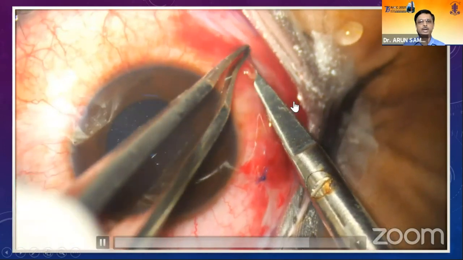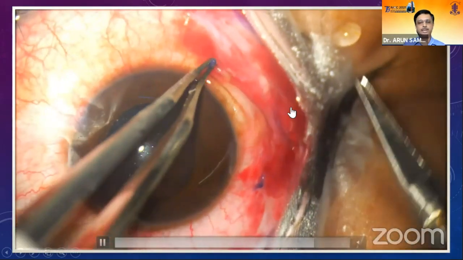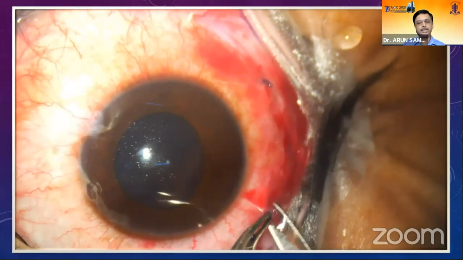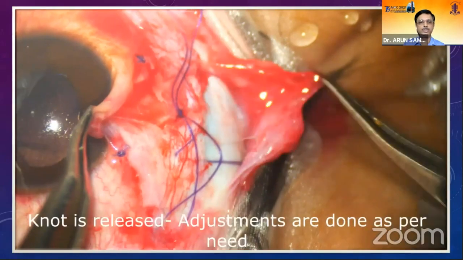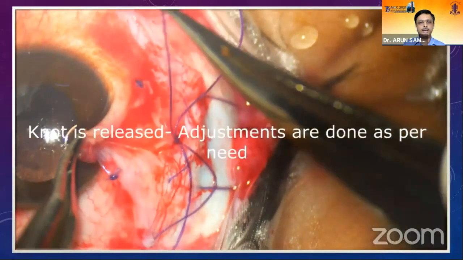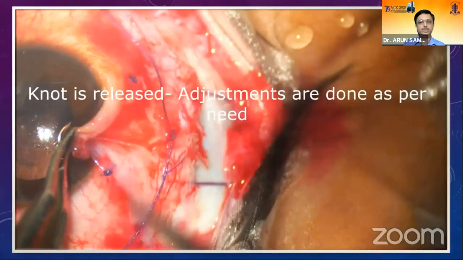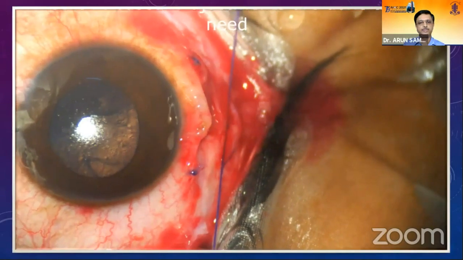Suppose you had an overcorrection or an undercorrection, then you can adjust the position of the muscle and get an appropriate result. In fact, you can again put a bow tie after setting the alignment and then do a cover test and then go back to the muscle to tie the final knot. Since this patient doesn't need any adjustment, I'm just putting the final knot here and closing the conjunctiva.